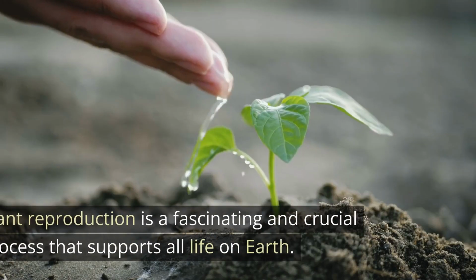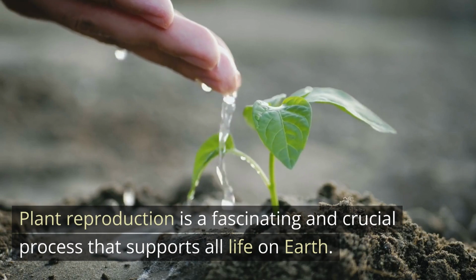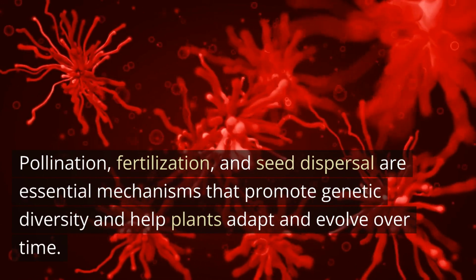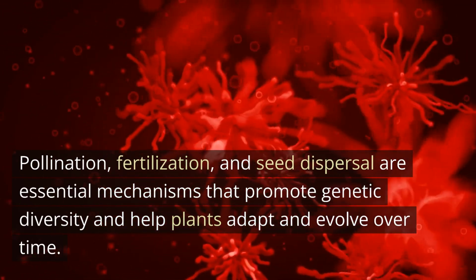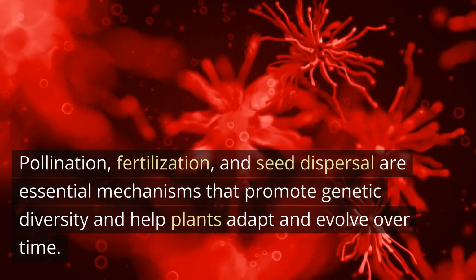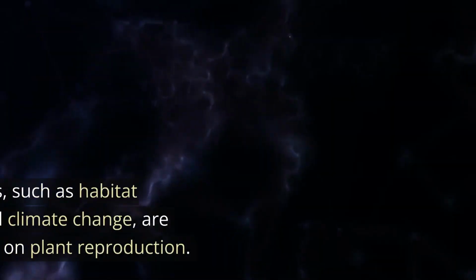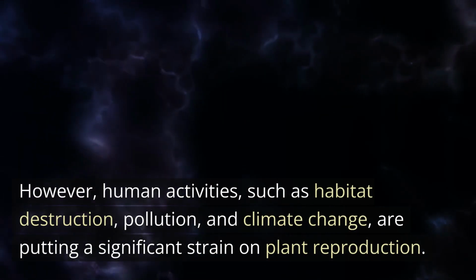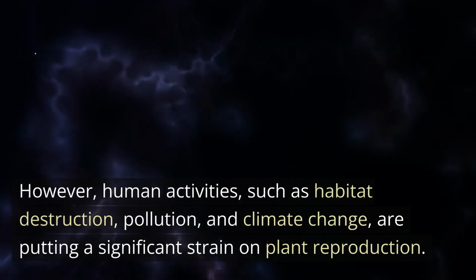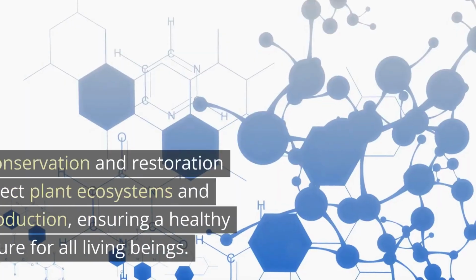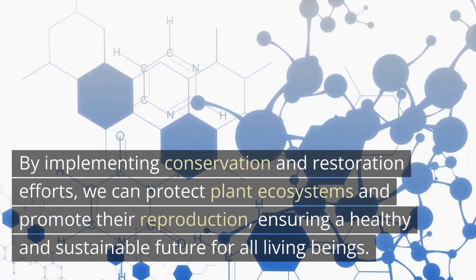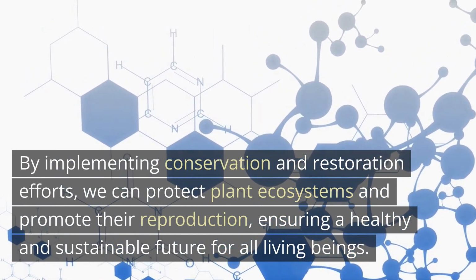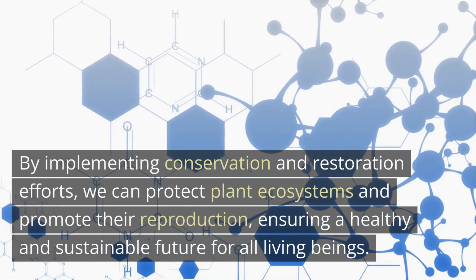Conclusion: plant reproduction is a fascinating and crucial process that supports all life on Earth. Pollination, fertilization, and seed dispersal are essential mechanisms that promote genetic diversity and help plants adapt and evolve over time. However, human activities, such as habitat destruction, pollution, and climate change, are putting a significant strain on plant reproduction. By implementing conservation and restoration efforts, we can protect plant ecosystems and promote their reproduction, ensuring a healthy and sustainable future for all living beings.